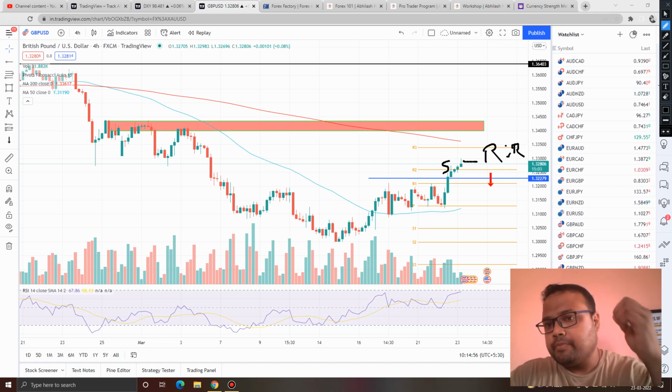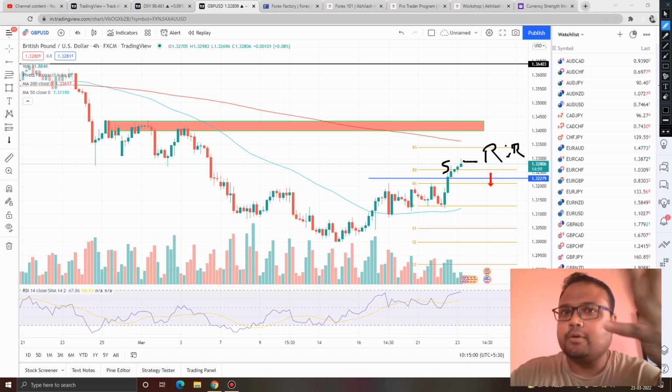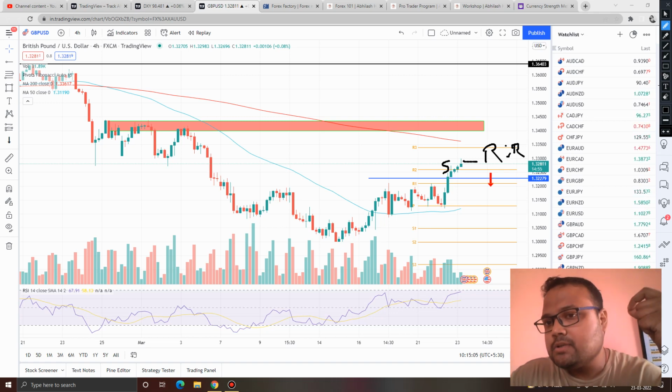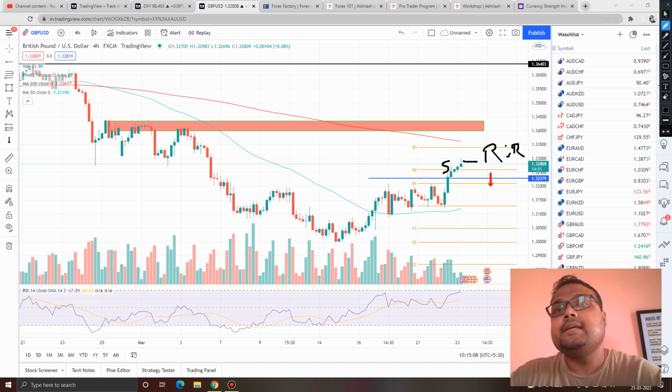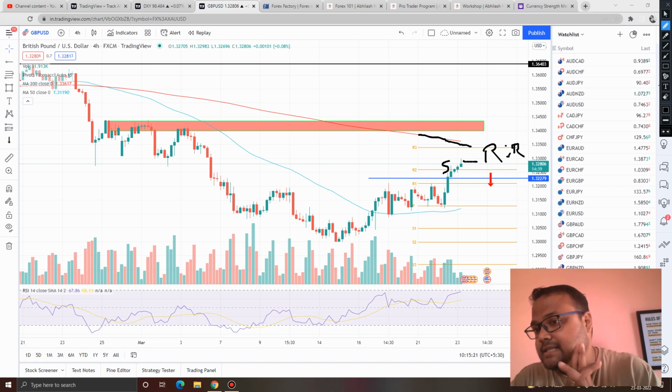So if the market goes up from here, if you want to take a risk, that's your personal call. But I think if the market goes up from here, then the 200 moving average may act as the first resistance in the market. So if you see selling pressure or price rejection around the 200 moving average, you can take a sell position.